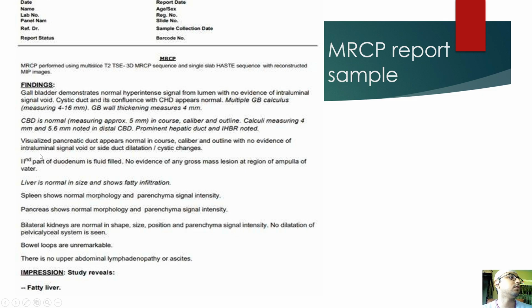Okay, CBD is normal in course, caliber and outline. You must explain the course, caliber and outline of the CBD, and the GB wall is thickened 4 mm, and the duct and confluence of the CHD appear normal, multiple GB calculi seen. The visualized pancreatic duct appears normal in course, caliber and outline with no evidence of intraluminal signal void. So signal void means radiolucent, so intraluminal signal void, or side duct dilated.